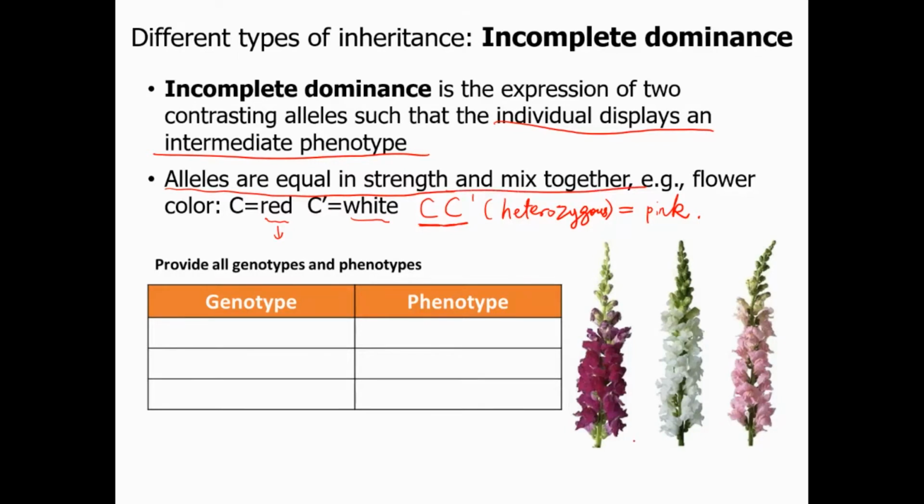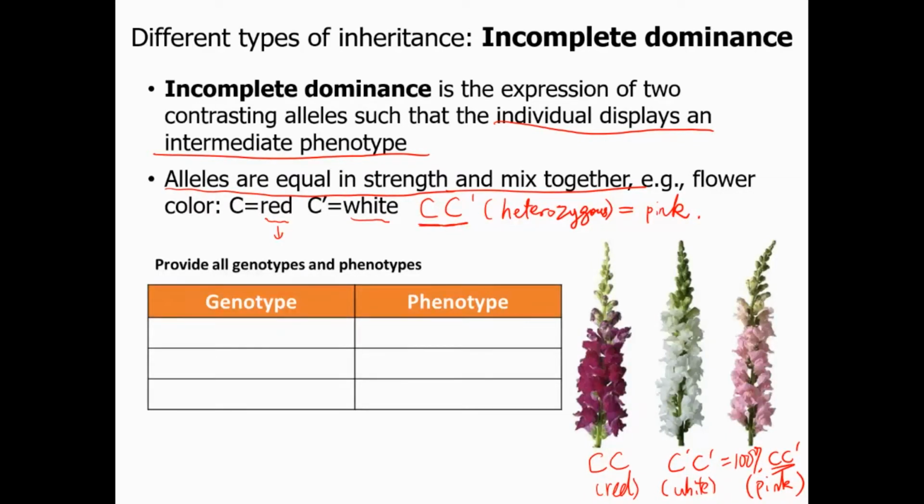All right. So again, I have some flowers here. If you have CC, which is red, sorry. Let's see if we can erase that. There you go. And then you have C prime C prime, that's white. If they cross, then it's 100% CC prime, right? And then we know CC prime is pink. How do you know? Because in the question, I will tell you that this follows incomplete dominance, right?